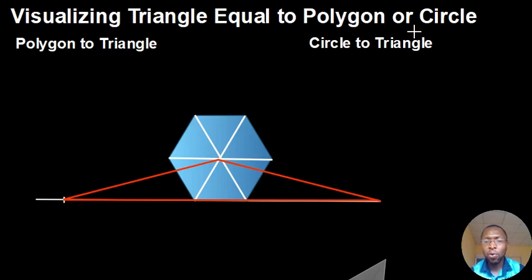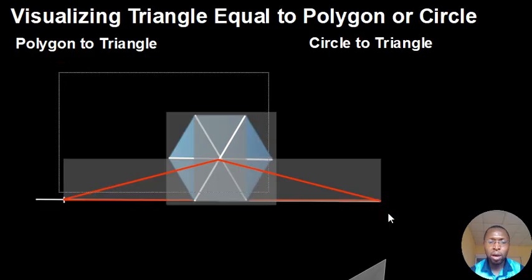If you are given a circle and you have to construct a triangle that will be equal in area to that circle, very simple too. Let's take away all of this. We have achieved our aim here. Now we are given a circle, so let's get our compass and draw a small circle with it.